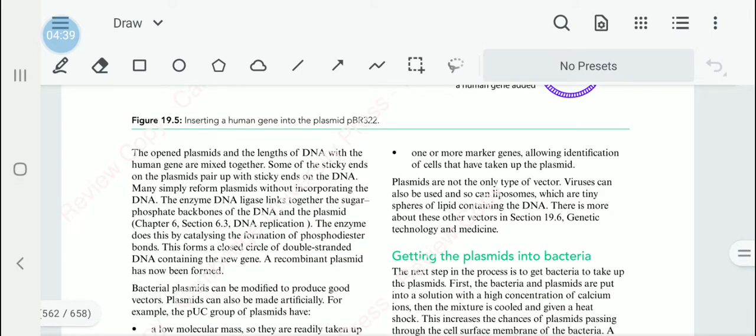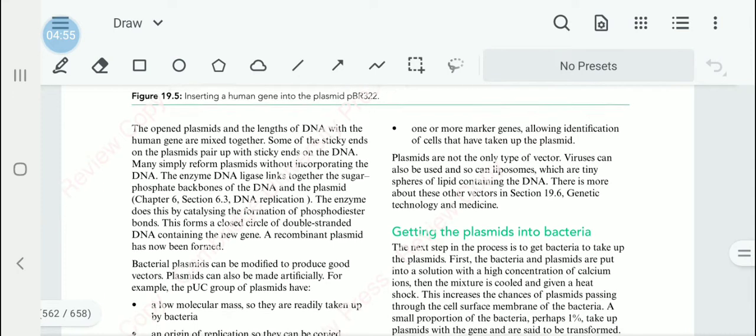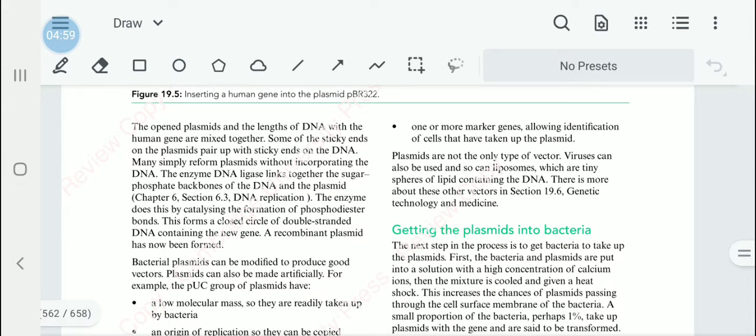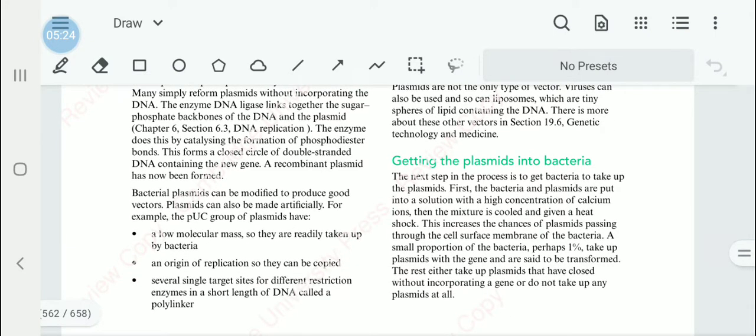The function of the ligase is to link together the sugar-phosphate backbone that was cut in the earlier operation. It will rejoin it with the plasmid, and as a result, we will get the final product. The ligase does this joining of the backbone by catalyzing the formation of phosphodiester bonds. So that provides a closed circle of double-stranded DNA that contains a new gene. As a result, the recombinant plasmid is formed.